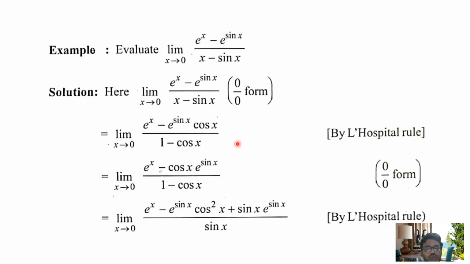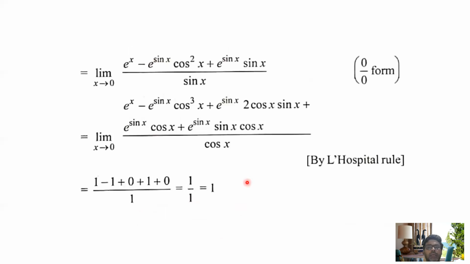Again using L'Hospital rule, we differentiate this: e^x minus e^(sin x) cos squared x plus sin x e^(sin x), since the derivative of cos x is minus sin x, so you have plus. The lower part, the derivative of 1 is 0, and minus cos x becomes sin x. So ultimately you check, e to the power 0 means 1, 1 minus 1 is 0, and this is 0, that is again 0 by 0 form.